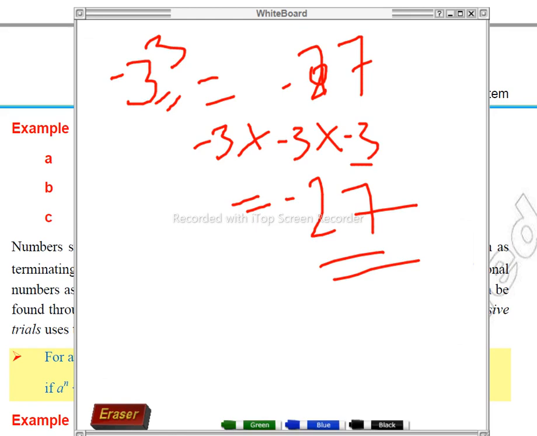So if the power or exponent is odd, the result will also be a negative number when the given number is negative.